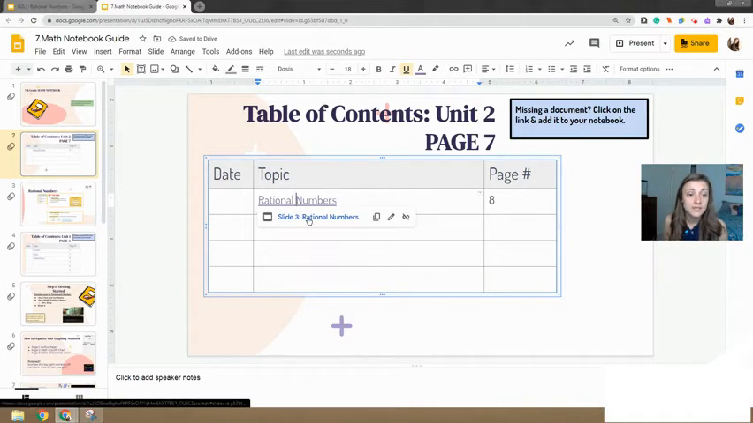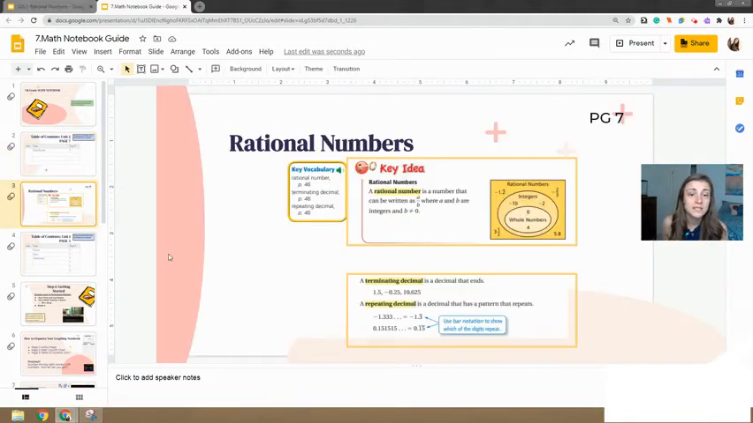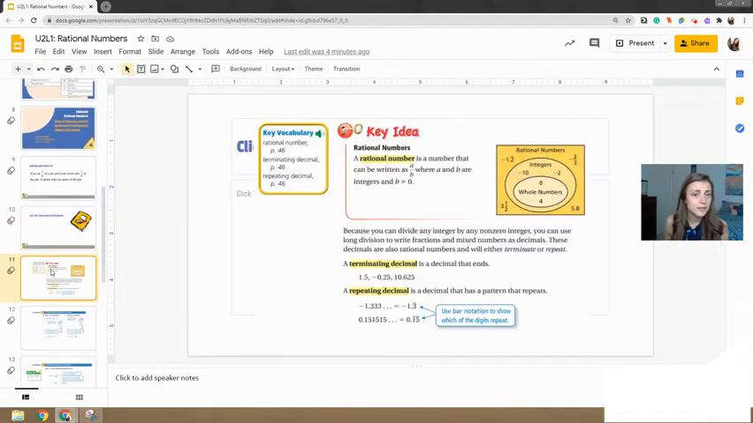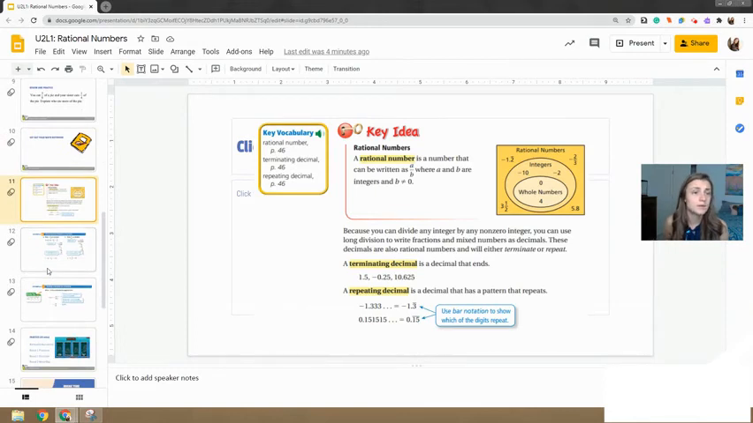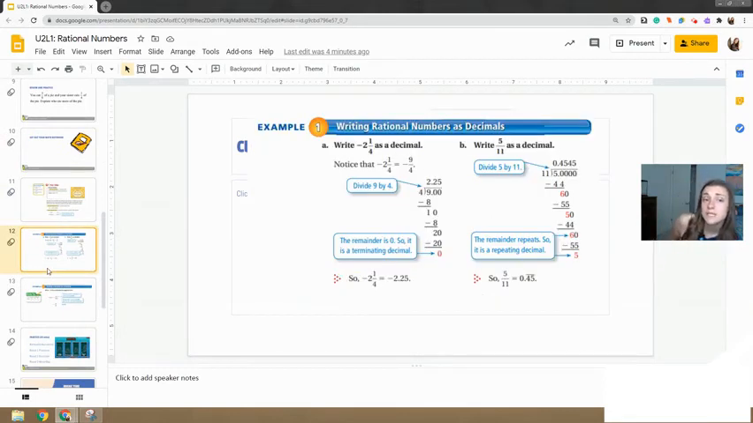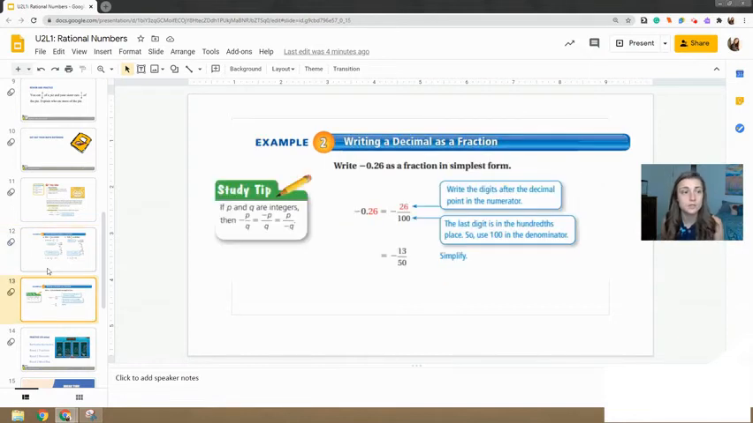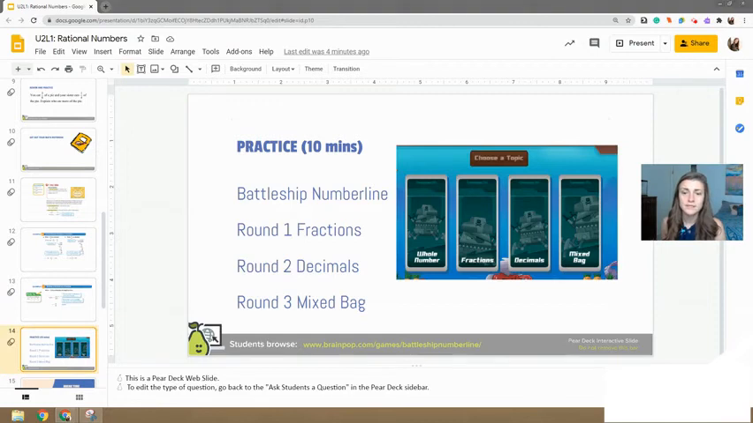So when you click on this topic, it's also the next slide. You're going to need to get these notes in your notebook. You'll also see these notes pop up here afterwards on your Pear Deck, and then you're going to walk through some examples. You'll see examples of taking a fraction or mixed number to a decimal, and you'll also see how to take a fraction to a decimal. And then you're going to do some practice with figuring out where these would go on a number line.